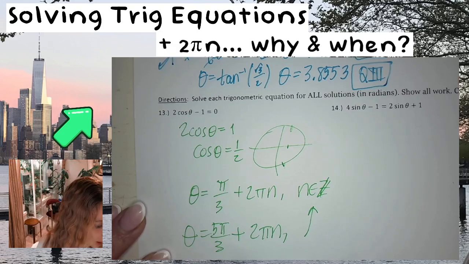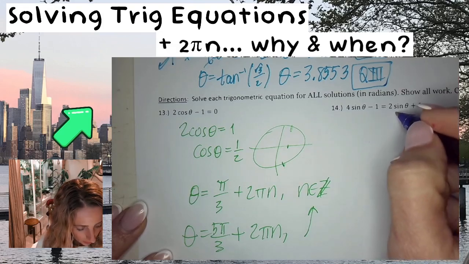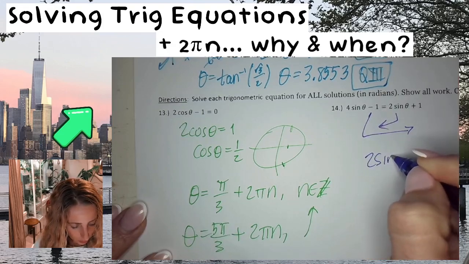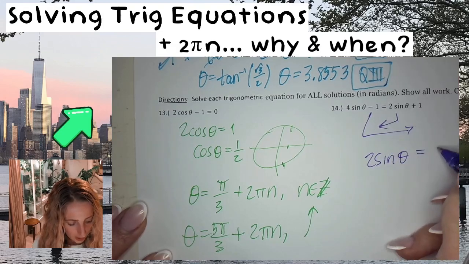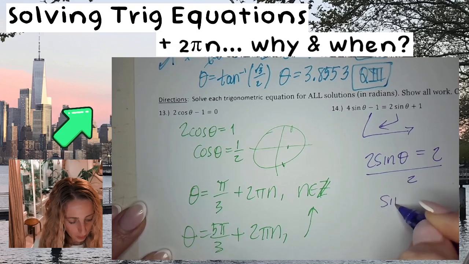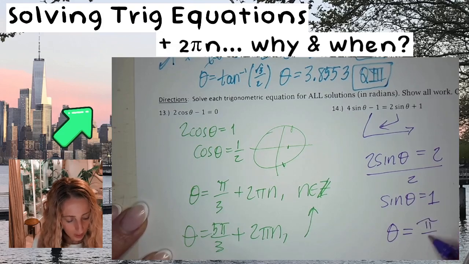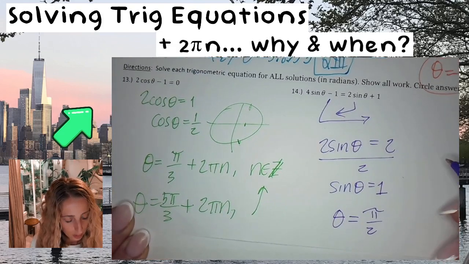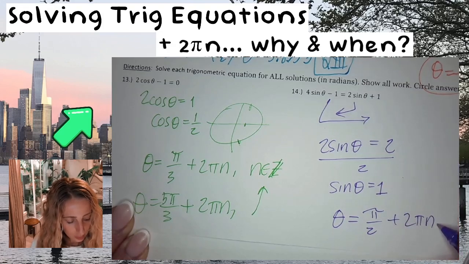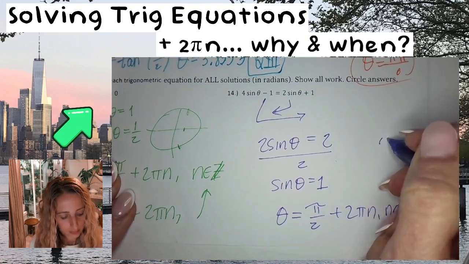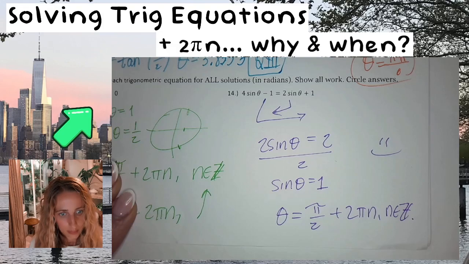We're at 9:30. Let's finish strong. So here, I'm going to bring 2 sine theta to that side with subtraction. I'm going to add 1 to that side. So now I have 2 sine theta on this side. And add 1 equals 2. Divide by 2, I have sine theta equals 1. So where is sine equal to 1? At pi over 2. And if I need all answers, plus 2 pi n, where n is an element in the set of integers. Done. 10 minutes, 12 seconds.